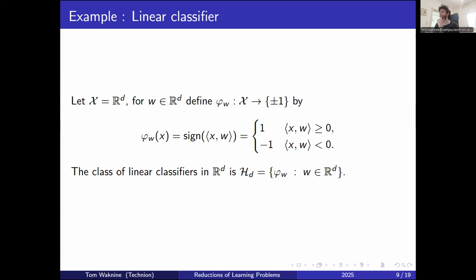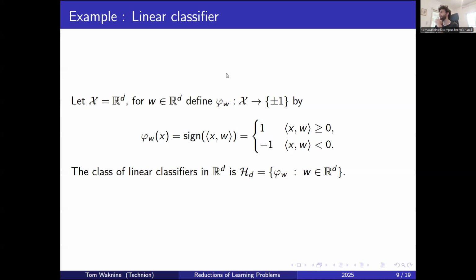So maybe a quick example. We can look at linear classifiers. Our set of points will be R^d, and for each w in R^d we will define a function phi of w at point x, which will be the sign of the inner product of x and w. So if the inner product between x and w is greater than 0, the function is 1, otherwise it's minus 1.